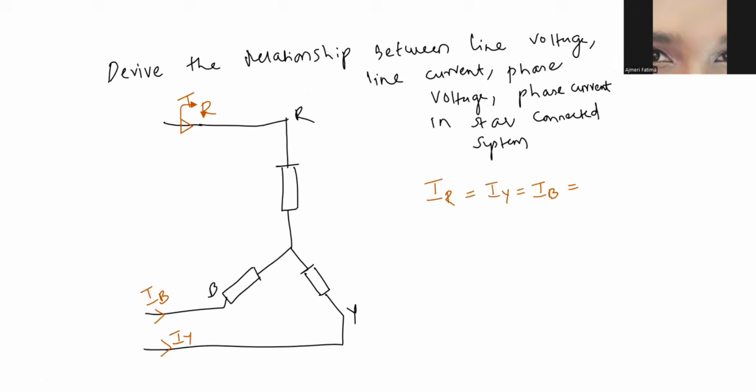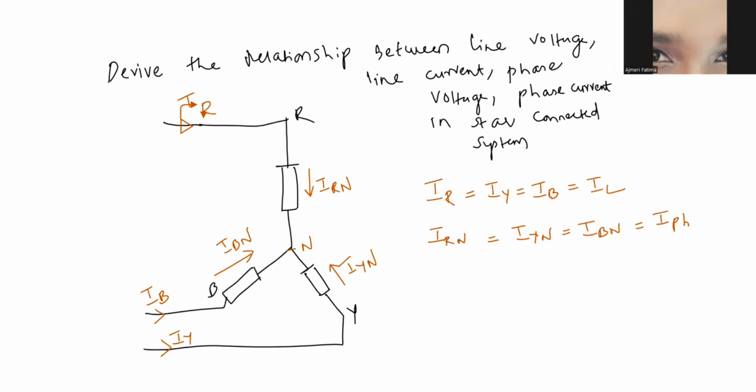Now I'm going to write phase currents. So what are phase currents? Current between one line and neutral. So I'm writing IRN, current flowing from R to N. Next it would be IYN, and next it is IBN. So IRN is equal to IYN is equal to IBN. This is nothing but called phase currents. As I told you, phase current is the current between one line and neutral.